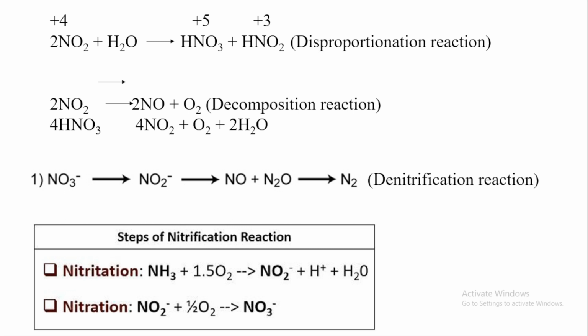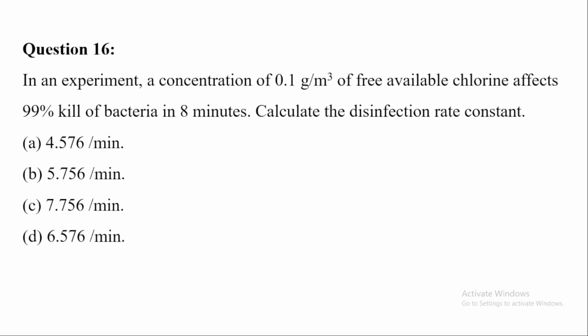So moving to the next question now. This is clear, right? Till now whatever we have discussed, it's clear, right? Okay, so we will move to the next question. Question number 16. In an experiment, a concentration of 0.1 grams per meter cube of free available chlorine affects 99% kill of bacteria in 8 minutes. Calculate the disinfection rate constant.